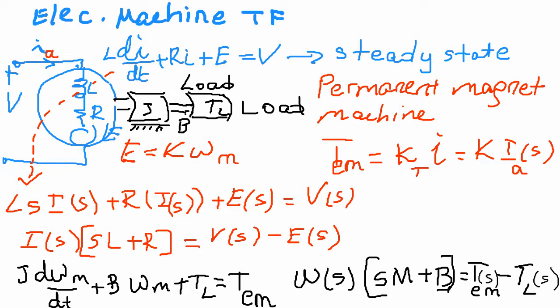If you look at the similarities between these two equations, you can see that in one equation, current is equal to Vs minus Es over SL plus R, and here for speed, omega S is equal to T electromechanical minus TLS over SM plus B. If you agree with this one, we can come back to our original figure, but don't forget those. So in order to find the current, we compare V minus E over SL plus R. You are going to obtain the current. Now, if you look at the feedback loop, you are going to see the same result here. I go back.